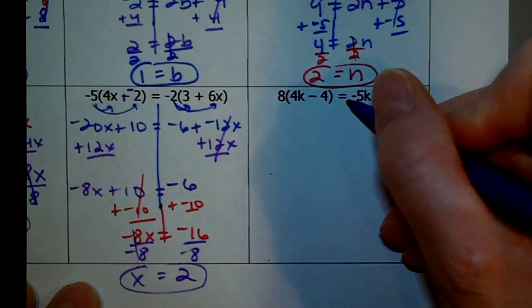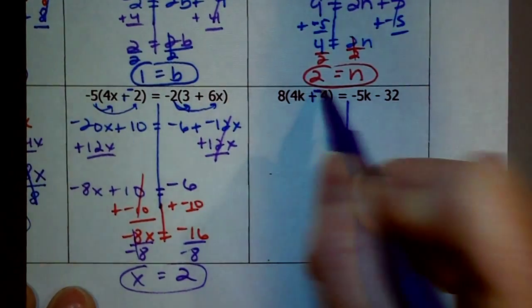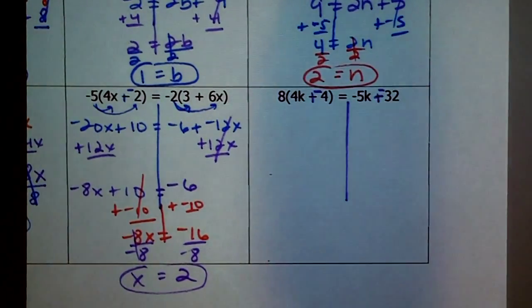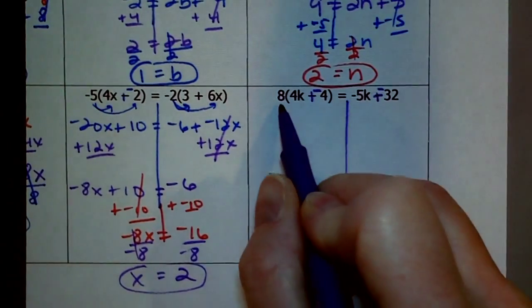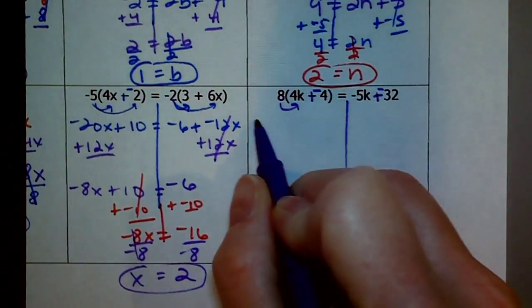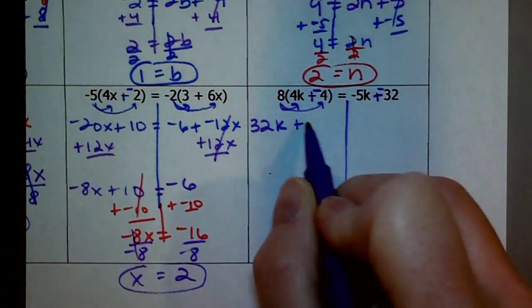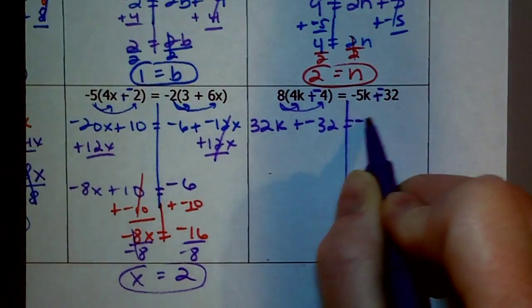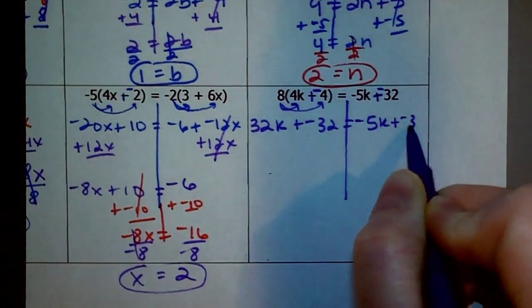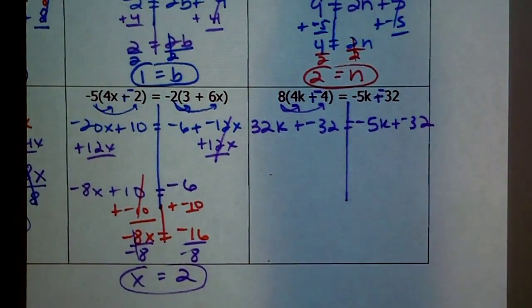Okay, draw your line. Almost there, last one. I'm going to add the opposite wherever I see subtraction going on. I see parentheses, I want them to go away. So 8 times 4, that's 32, and I have k's. And 8 times negative 4, that's negative 32. Over here, nothing happens. It's still negative 5k plus 32.